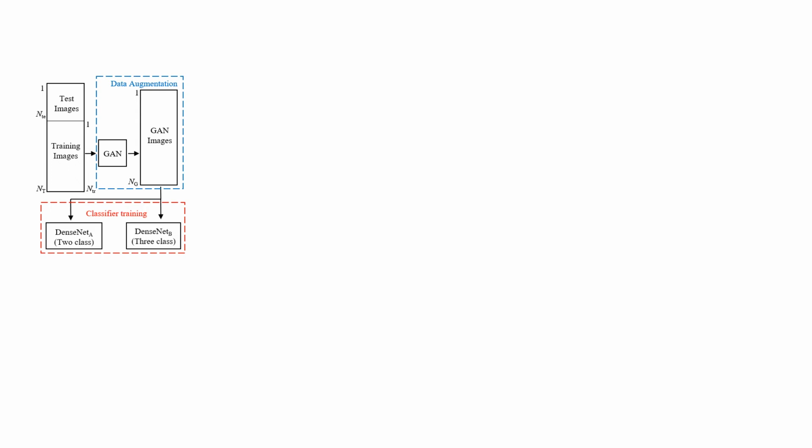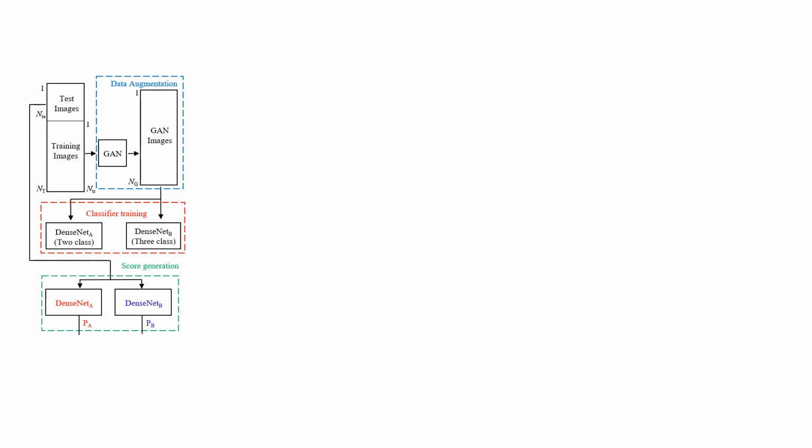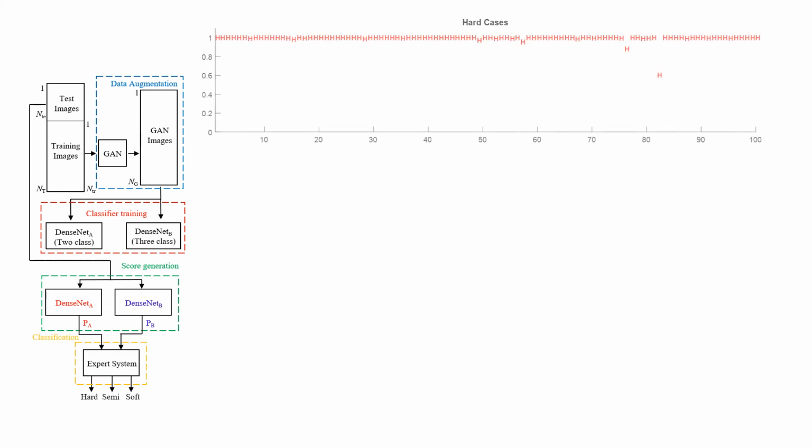Once we train both networks, we use the test set to generate scores in the form of probabilities that can be seen as how confident the networks are of the classifications. The idea then is to combine these probabilities using an expert system to improve on the three-class classified results. In red, in that plot, we can see the classification done by the two-class classifier for the hard cases. High probabilities are seen except for two images, this one and this one, but both are higher than 0.5.